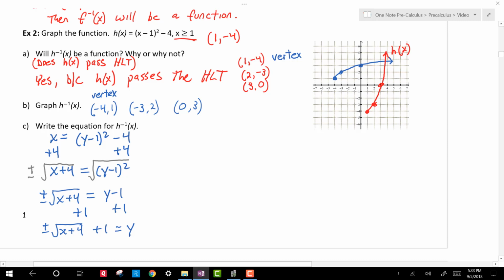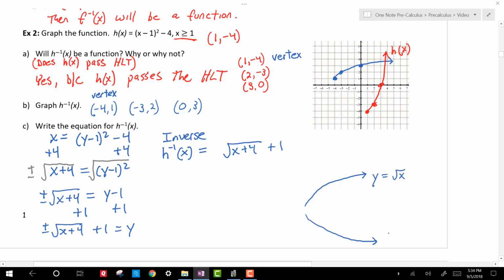Now I want to get you in the habit of writing the right notation, so the y is really h inverse. So the inverse equation, okay, the inverse is going to be h inverse of x equals, now for just a moment I'm going to skip the positive and negative, the root of x plus 4, plus 1, because a positive square root function rolls up and to the right like this. A negative square root function would roll down and to the right like that. Okay, so we could say that this is y equals the square root of x, and this is y equals the negative square root of x, and they would actually both come over to the point 0, 0 at the origin there.